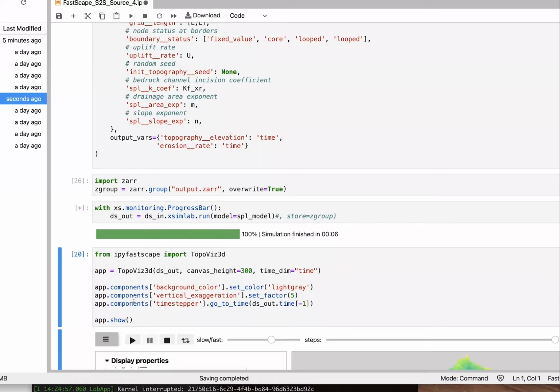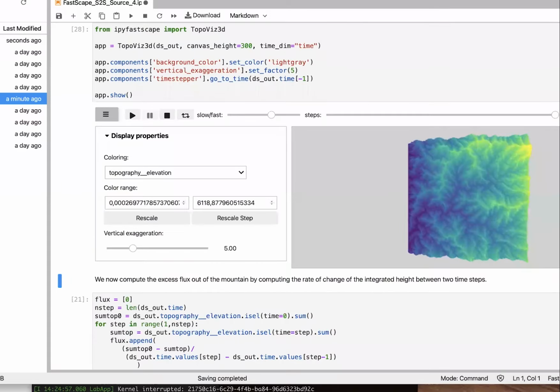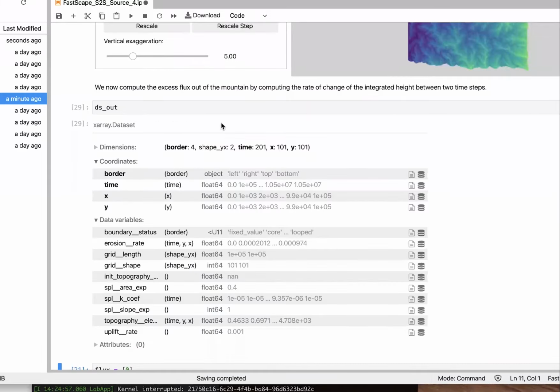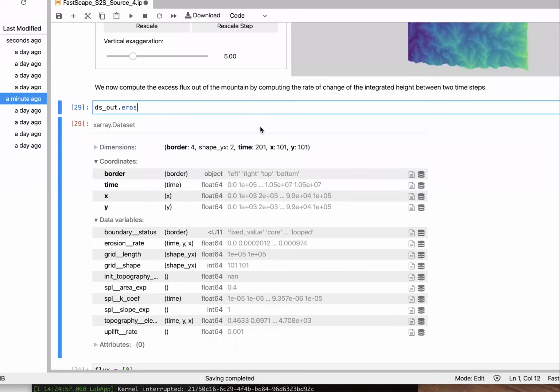So let's look at the erosion rate. Because FastScape computed this, ds.out, okay, which is the output of the model. It also has the input, and you see now there is this erosion rate that I have computed. So let's look at the erosion rate. This has a lot of numbers. Why? Because it has a dimension of x by y. So there is a point in every node on the landscape, but it also has a dimension of 201 time steps.